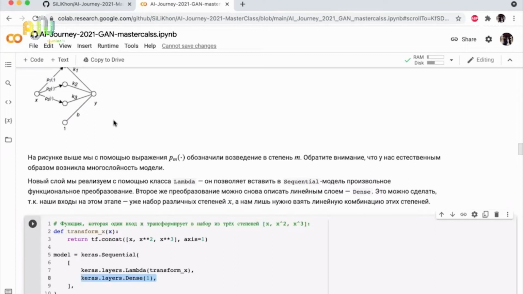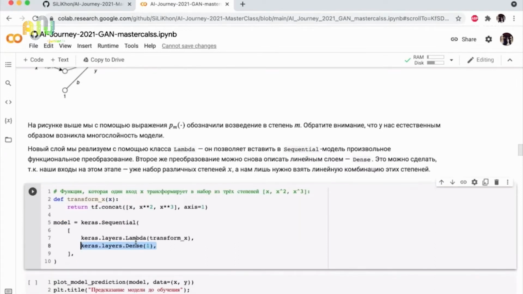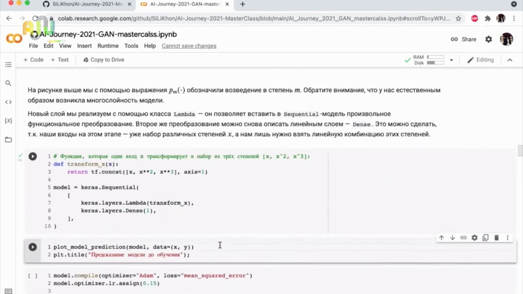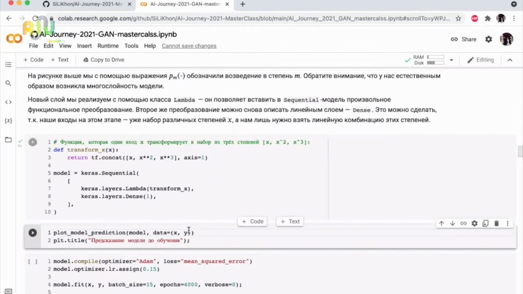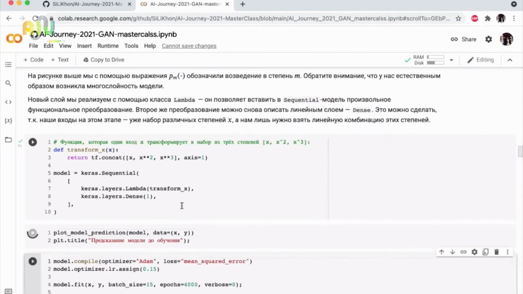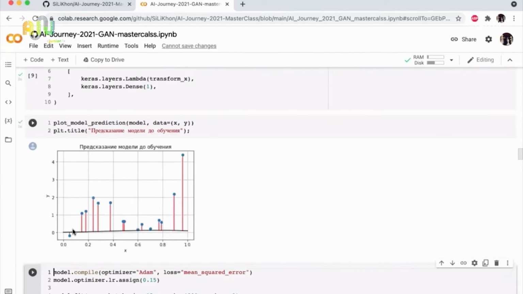The first step, we need to manually understand what we will need to do. We have a Lambda class here, and it helps put some function here, and this function is further going to transform our data somehow. So we just type in this function here. It's applied over here. We're just gluing together x, x to the power of 2, x to the power of 3. We put them together here. Let me run it. No training has happened yet. It's just a prediction of the model. It's going to look this way.